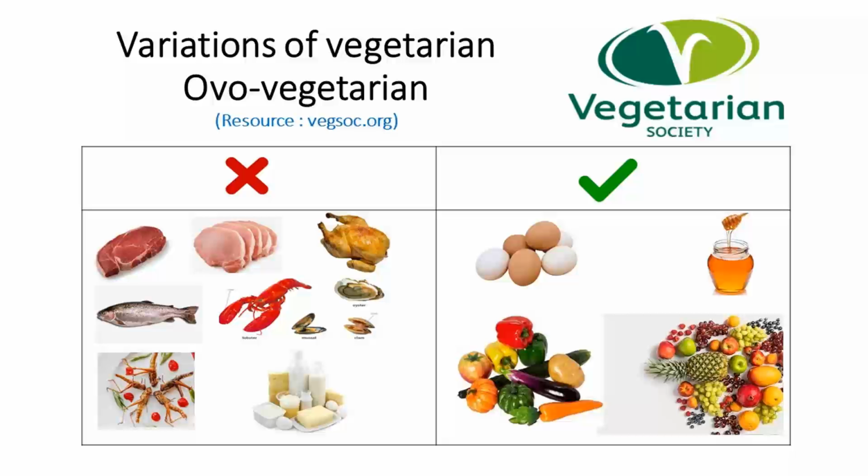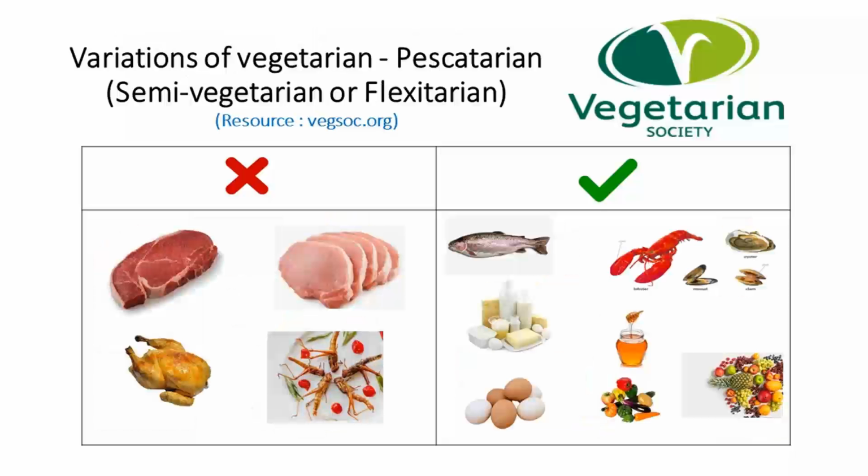Ovo-vegetarian. Individuals following this diet do not eat any meat, fish, or dairy products, but do consume eggs. And pescatarian, those who follow this diet avoid all meats except fish and other types of seafood. However, this does not meet the traditional definition of vegetarianism, and many people refer to this pescatarian diet as being semi-vegetarian or flexitarian.